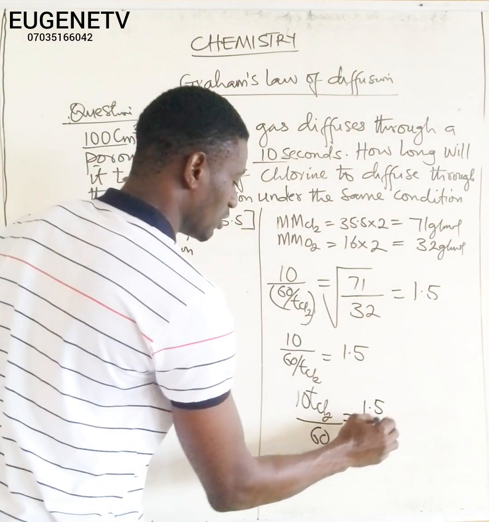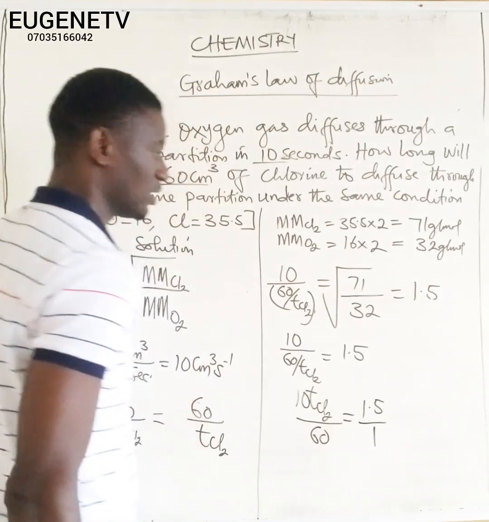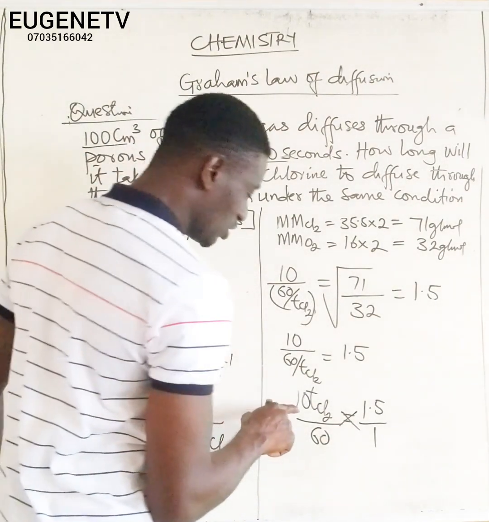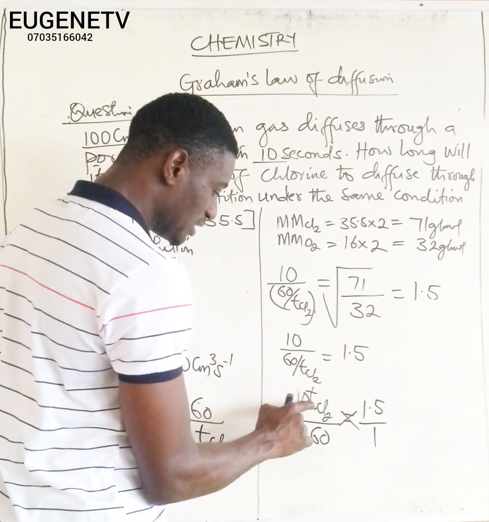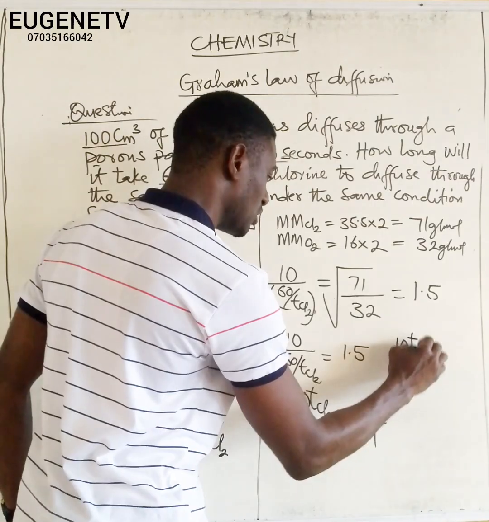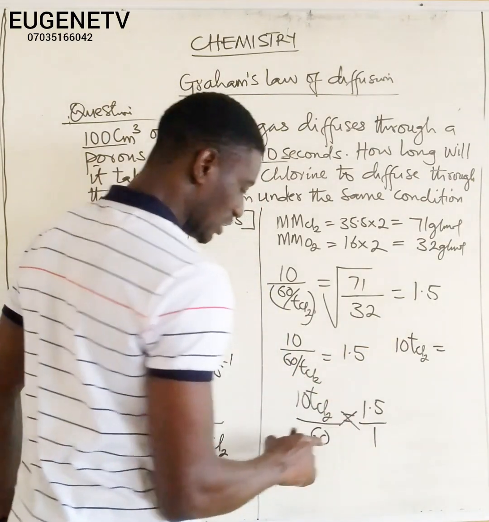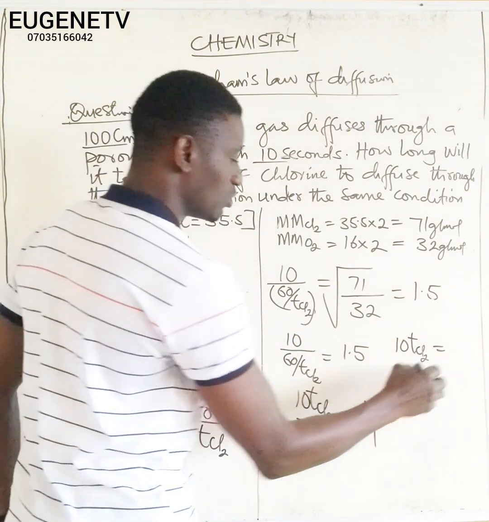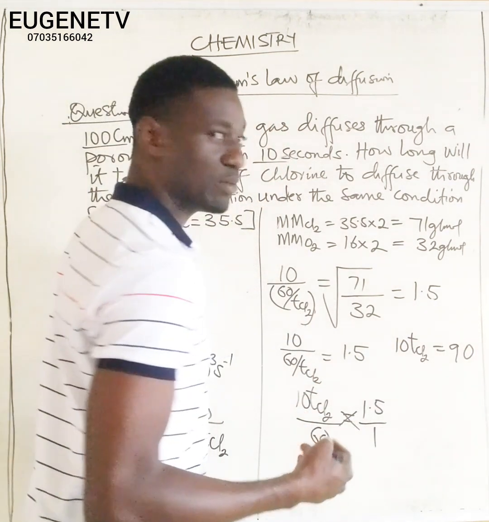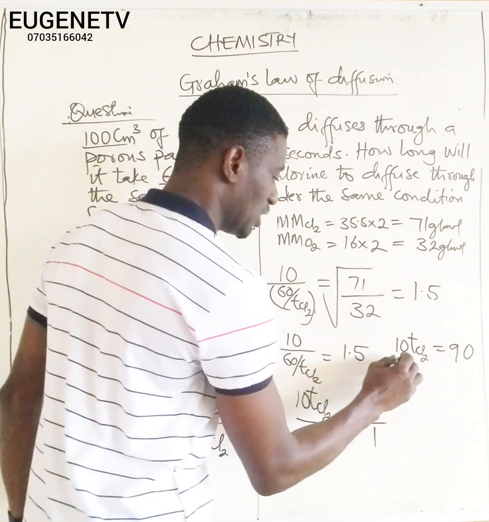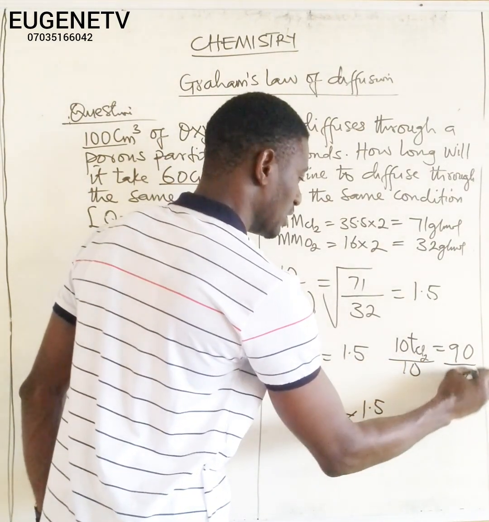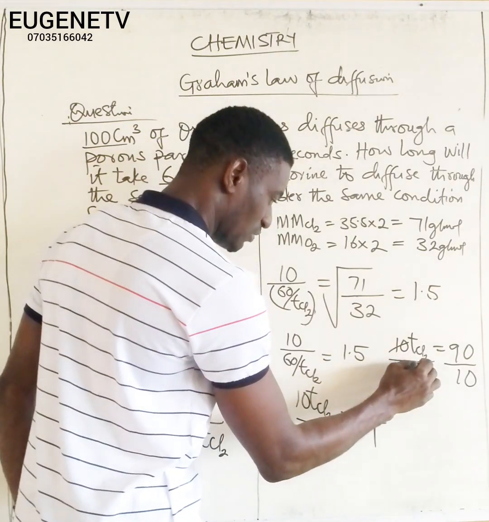Alright? So we can even make this one a fraction and then cross multiply. If that happens, we are going to say 10 TCl2 times 1 is the same thing as 10 TCl2. It's equal to 60 times 1.5, which is going to give us 90. So at this point, we can divide both sides of the equation by the coefficient of the unknown. And of course, the coefficient of the unknown here is 10. Everything divided by 10, so that this 10 will divide this 10.